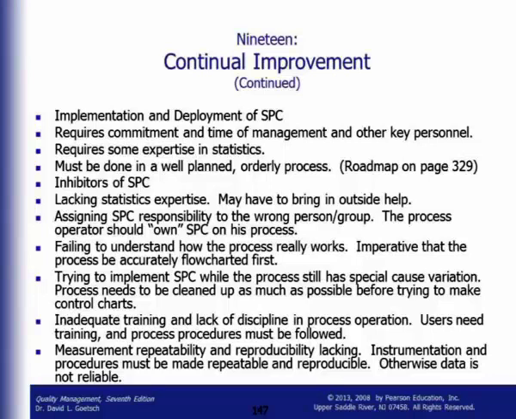Inhibitors of SPC: lacking statistics expertise, so you may have to bring in outside help. Assigning SPC responsibility to the wrong person or group; the process operator should own SPC on his process. Failing to understand how the process really works; it is imperative that the process be accurately flowcharted first. Trying to implement SPC while the process still has special cause variation; the process needs to be cleaned up as much as possible before trying to make control charts.